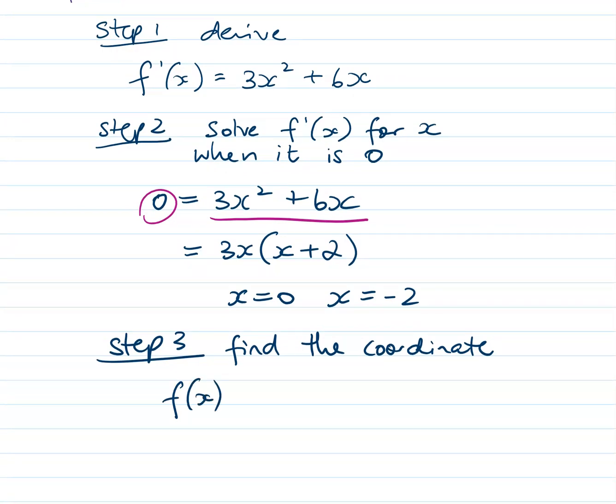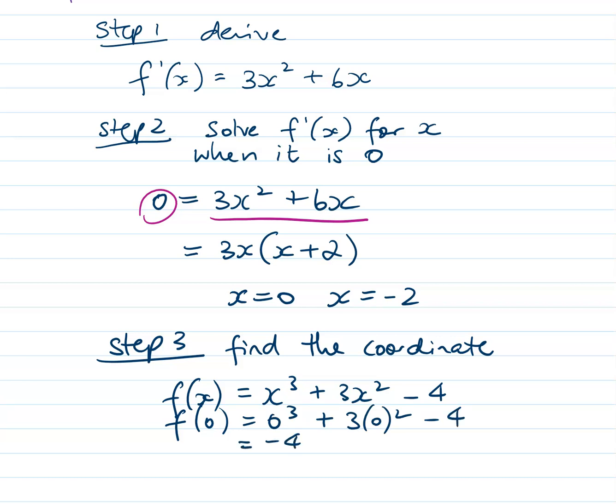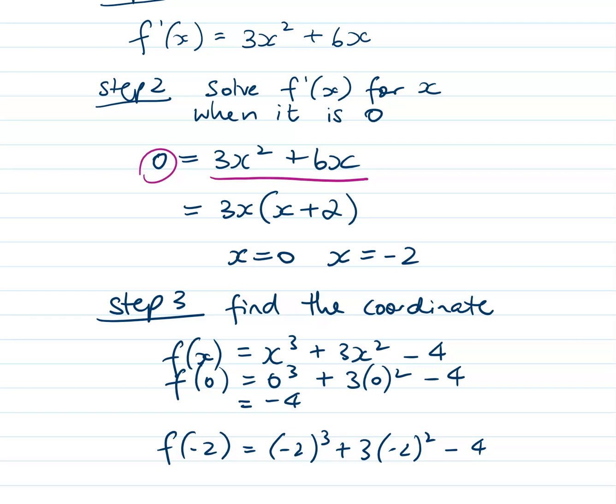So we know that f(x) equals x cubed plus 3x squared take 4. When x is equal to 0, that means that we've got 0 cubed plus 3 times 0 squared take 4, and that equals -4. When x is equal to -2, that means that we've got -2 cubed plus 3 times -2 squared take 4. And that is equal to -8 plus 12 take 4, which equals 0.